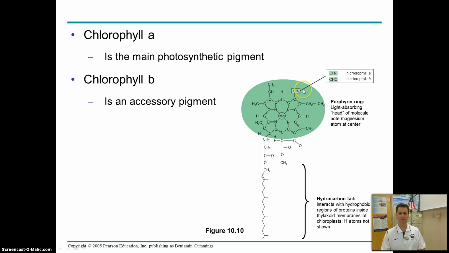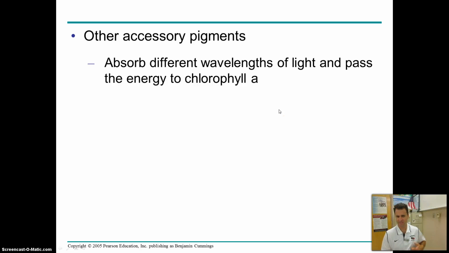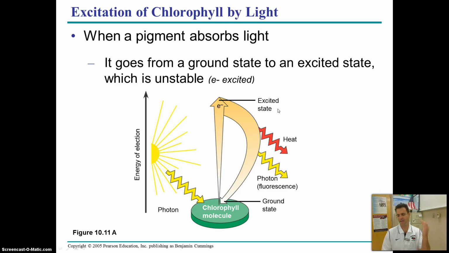Here's chlorophyll A versus chlorophyll B. Very, very similar. You see it has a long hydrocarbon chain that sticks into the membrane of the thylakoids, but this is the portion with the magnesium ion in the middle that is absorbing the sun's energy. There are other pigments as well besides chlorophyll A and B, but those vary and are in smaller amounts.